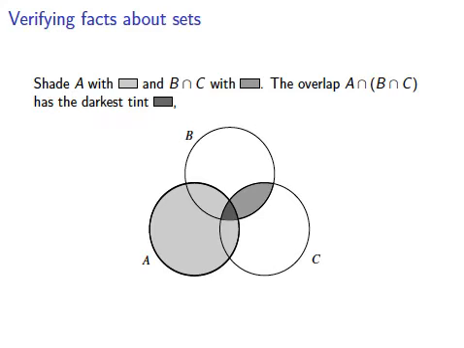Alternately, you could make the shadings different colors. In this case, A union (B intersect C) is represented by any part of the diagram that is shaded at all.